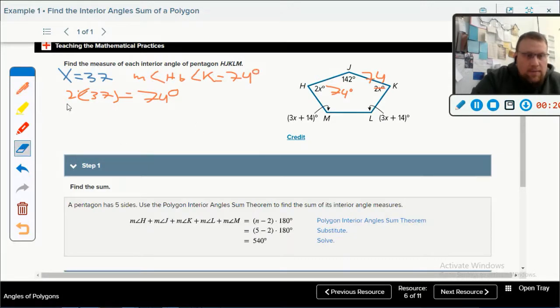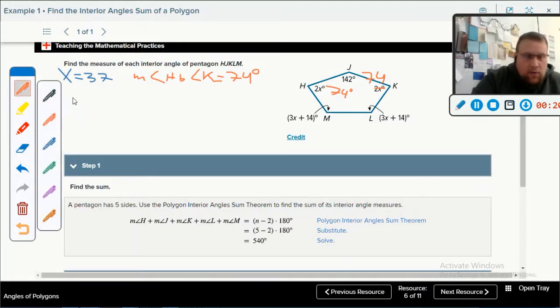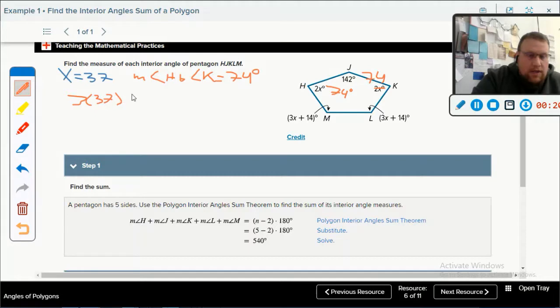All right. What do I know next? Let's look at the 3x plus 14. So 3 times 37 plus 14. 3 times 37 is what? 90 plus 21, so 111. So that's going to be 111. Sorry, I didn't finish that out. Plus 14, which equals 125.